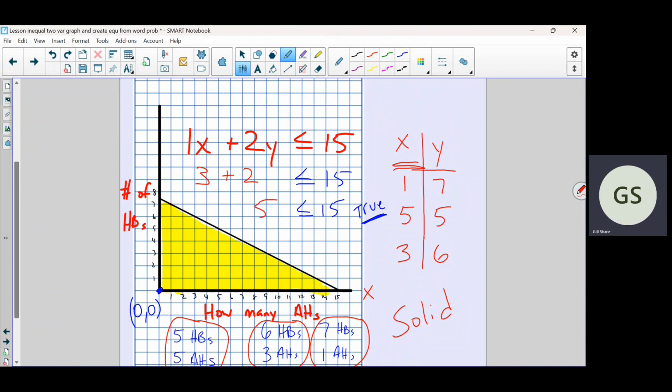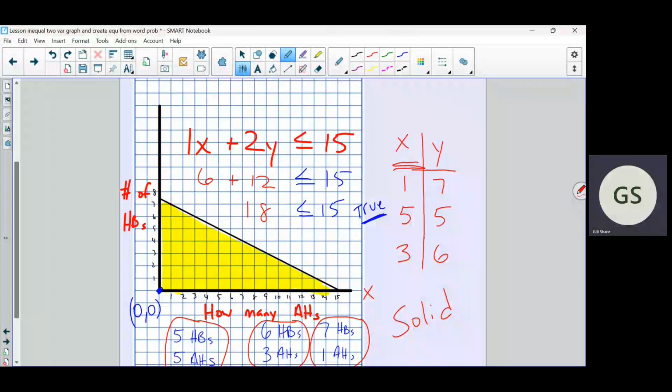Let's take one we know doesn't work. Somebody said earlier, I just wandered around, 6 and 6 or something like that. And then we said, well, that doesn't work because 6 honey buns would be $12 plus another 6 would be 18. That's too much. Well, let's test it just to show you that we were right. So if I said 6 and 6, we'd have to plug it in and see if that made the left side less than. Well, no, 6 and 6 doesn't work.